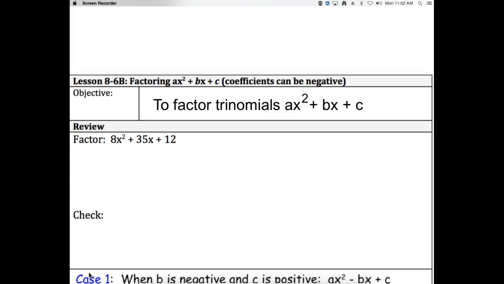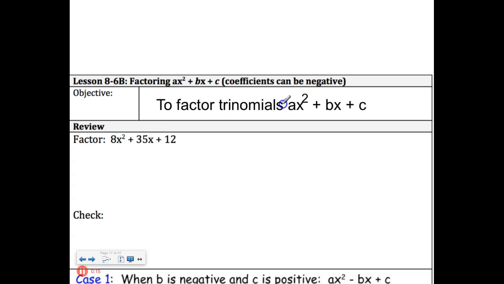Today we are going to be working on 8-6B. So we are factoring just like we did yesterday. Reminder, yesterday we added in this A here, and it caused a lot more steps and a little bit more work to add up to our middle number.